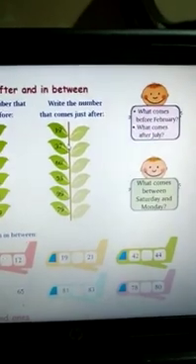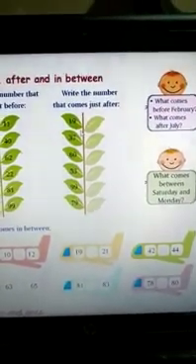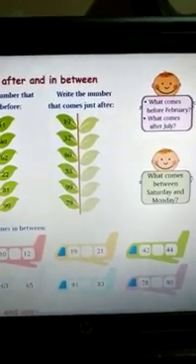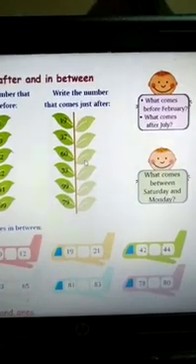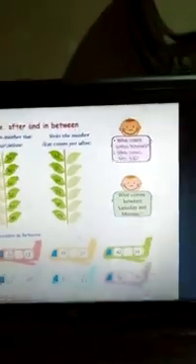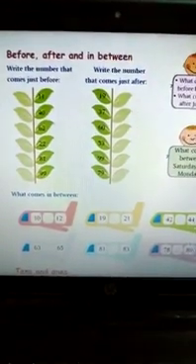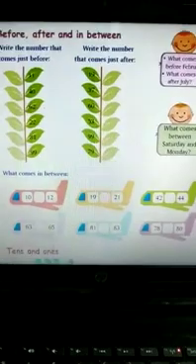So here is the after number. What will come after 19? 20. What will come after 37? 38. What will come after 60? 61. What will come after 53? 54. So this is the way you have to give the answer. Now we will move on between numbers.